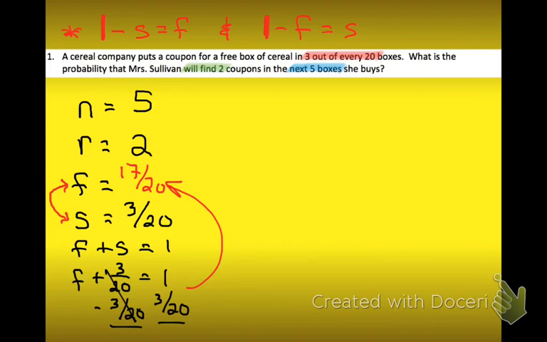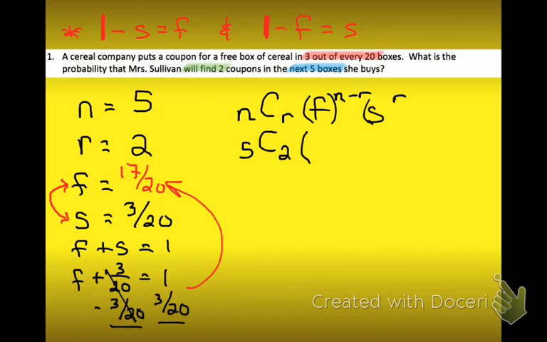So now let's plug this into our formula. I'm going to rewrite it here. It was nCr, f to the n minus r, s to the r. So now it's literally just plugging things in. So we have 5C2. Our probability of failure is 17 over 20 to the 5 minus 2. Our probability of success is 3 over 20 to the second power. And then you can literally put that all into your calculator.